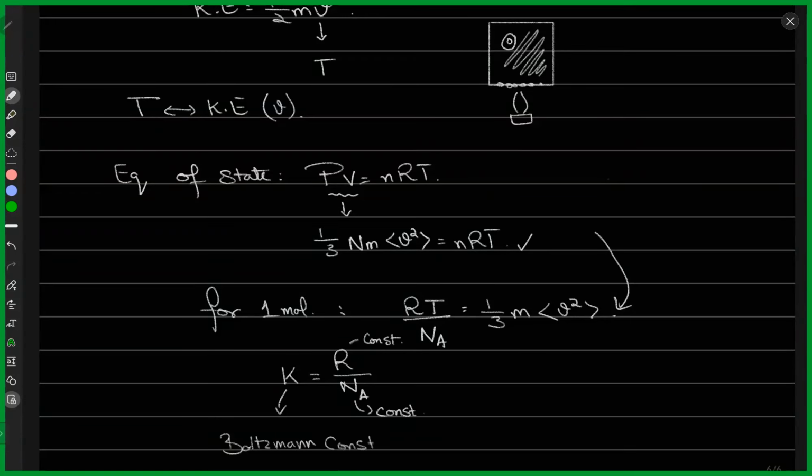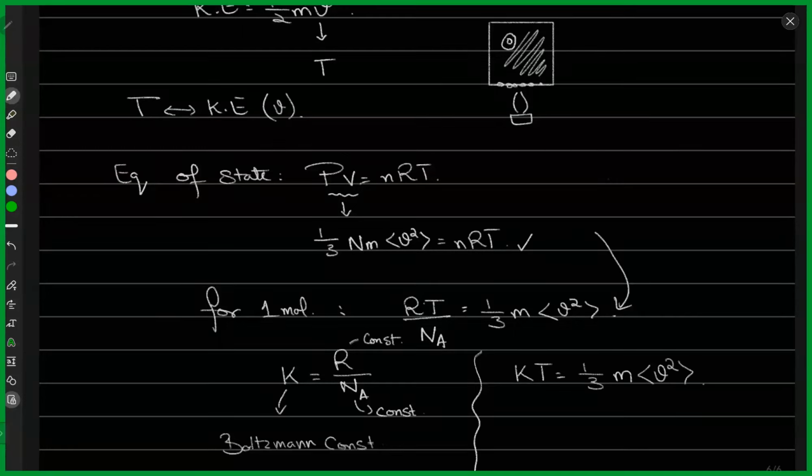Using this new definition of the Boltzmann constant, I can rewrite this equation. This R over NA becomes K, and then we have T over here. This is equal to 1 by 3 M, this thing, velocity squared. So is that clear for everyone?